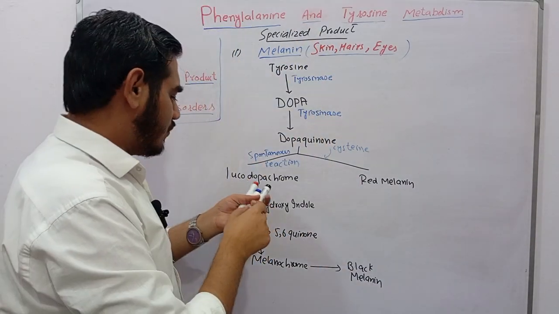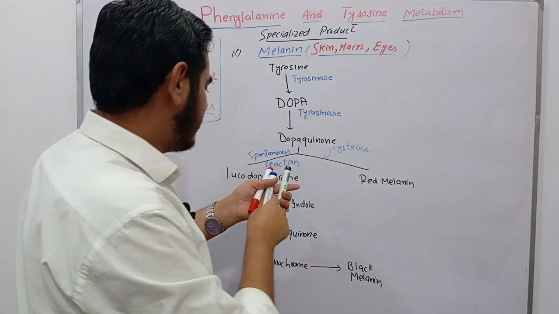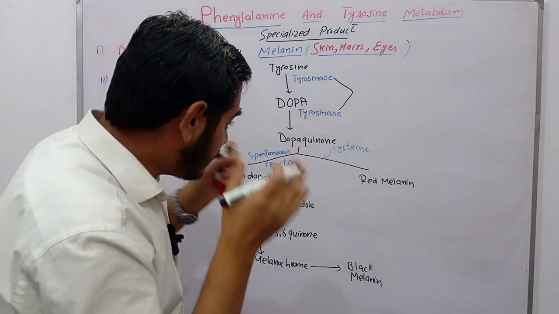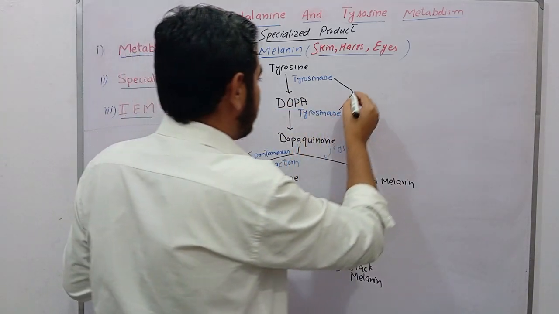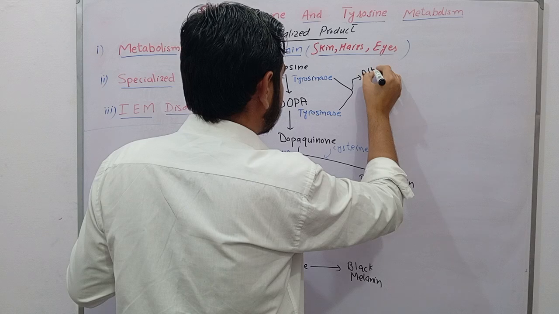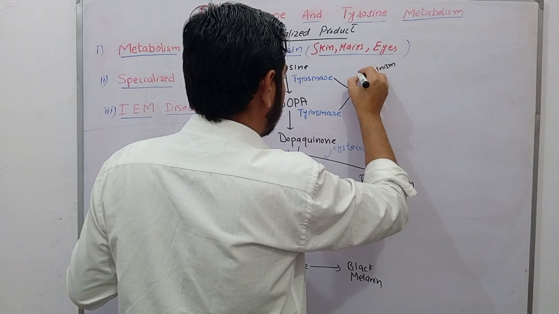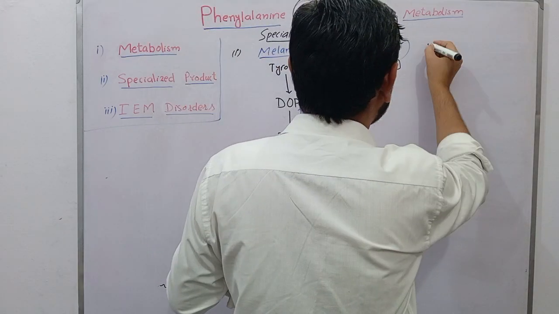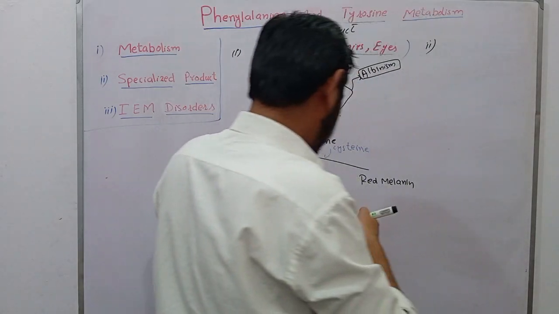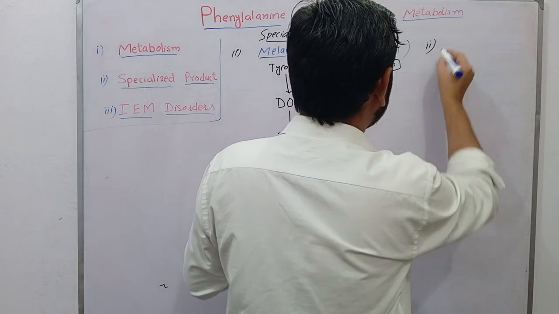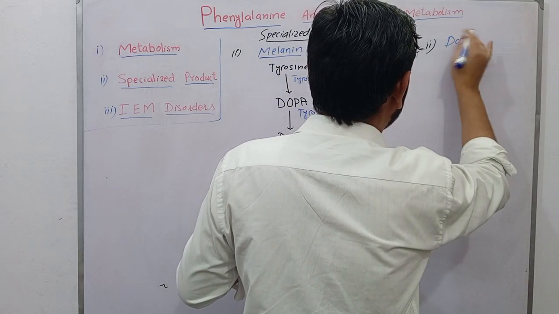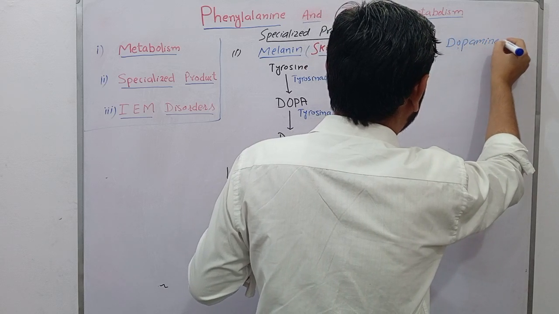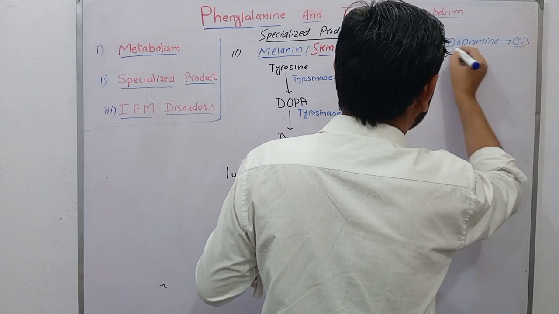Now coming toward another product formation, and listen here. The deficiency of this enzyme, tyrosinase enzyme, leads to a disorder, and that is albinism. Now coming toward another product, and that is the synthesis of dopamine in the central nervous system.